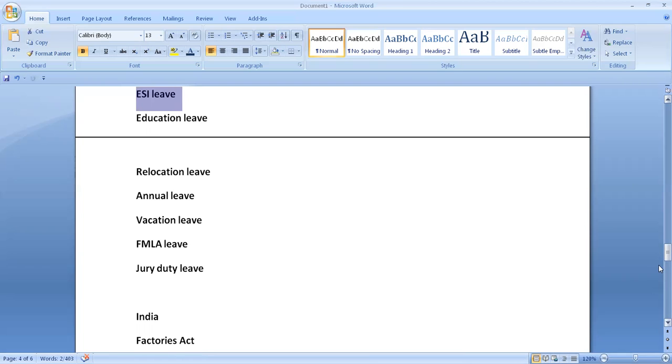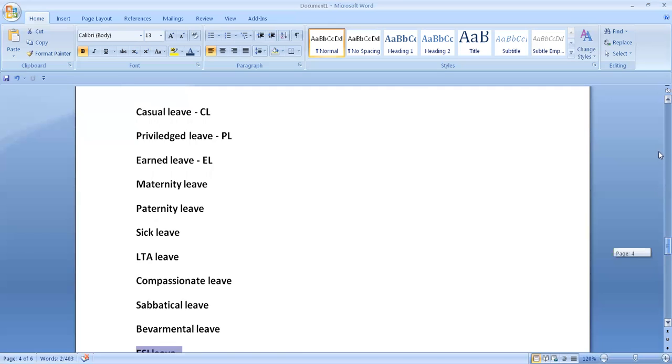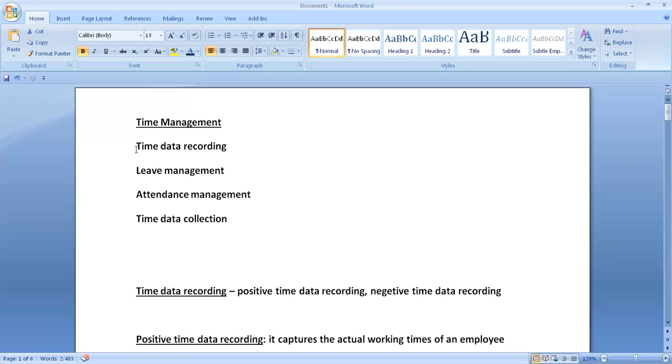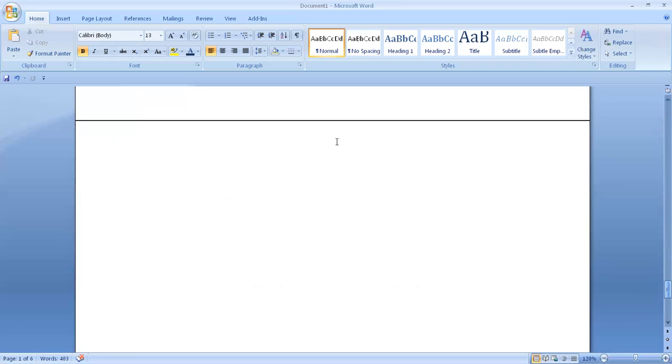You are maintaining all these things, and this perspective you need to understand when you are working in SAP projects. This is mostly about leave management. Then attendance management, meaning you are specifying the planned working time, actual working time, and other things. For example, what I'm talking about, the third point is attendance management.